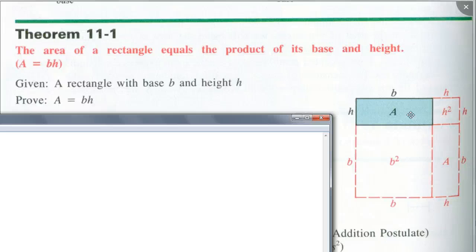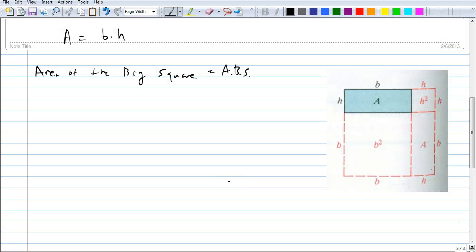I want you to think as a group. Go ahead, I'll wait. How would you do this? Think about it. Okay, so I'm going to give you a hint. Let me ask something here. By the way, I'm going to call the whole area of the big square ABS. Is that okay? Because I don't want to keep writing that.